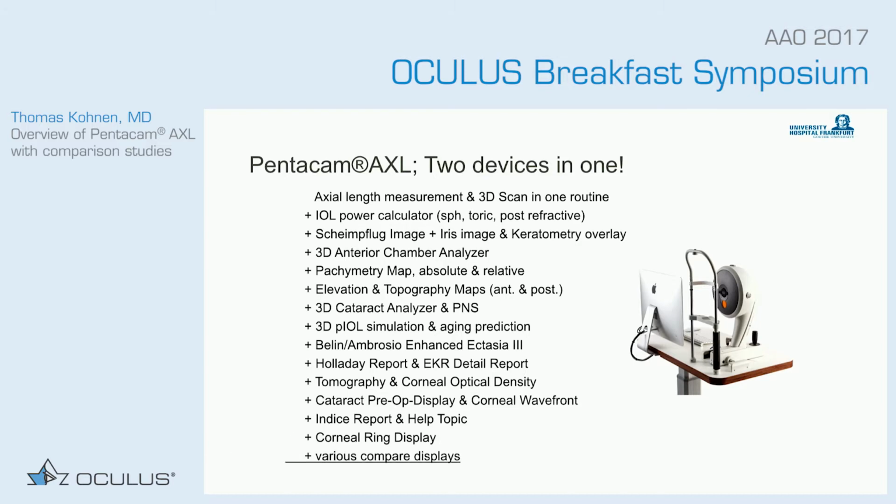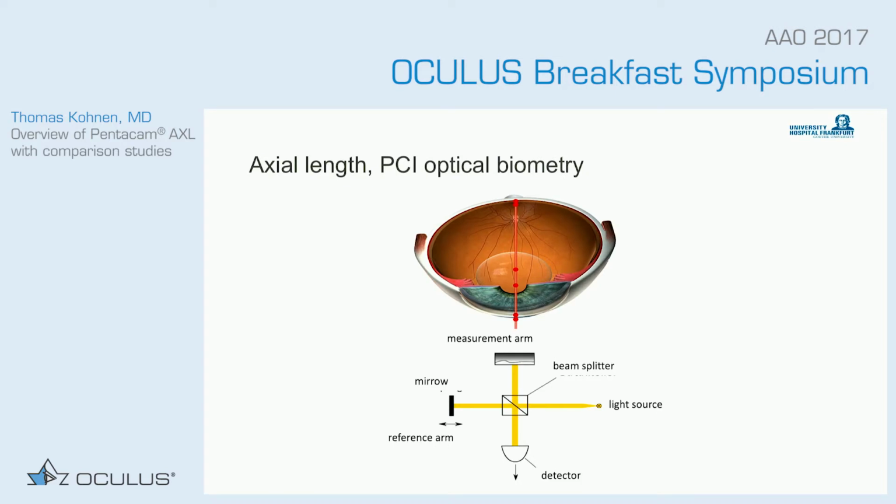Basically 3D cataract analysis, phakic IOL simulation, for example, the Belin Ambrosio enhanced ectasia report, holiday report, tomographer, cataract pre-screening, indices, and corneal display. And all this is done in a very short period of time, 100 Fluke images within 1 scan in less than 2 seconds. And now we have a combination with an AXL, which means axial length measurements. You all know this principle from the PCI biometers, the partial coherence measurement of the axial length, which we know from IOL Master technology is a very precise measurement.